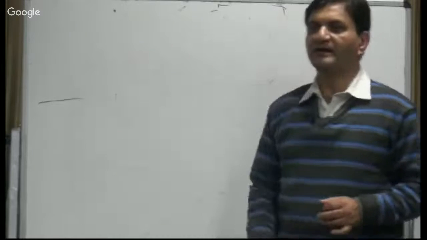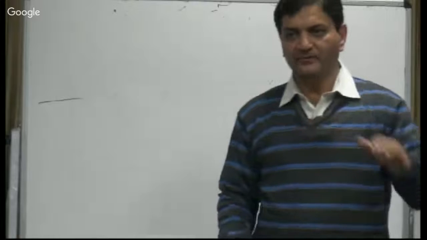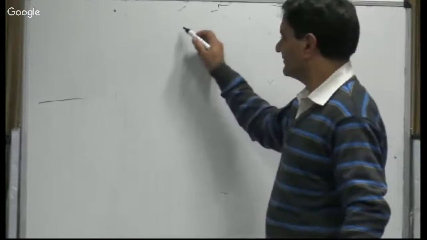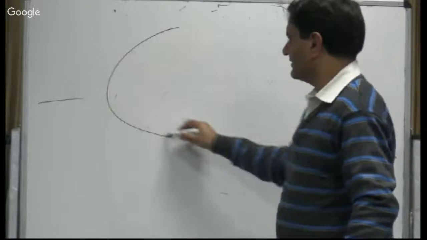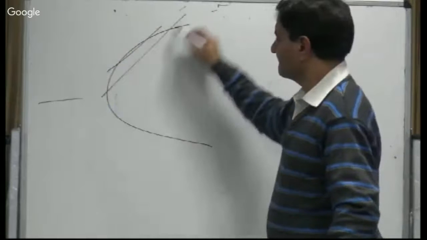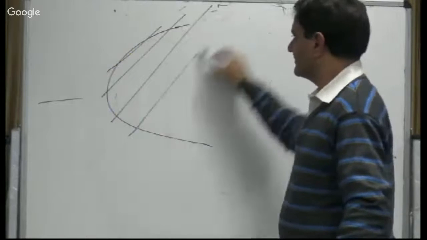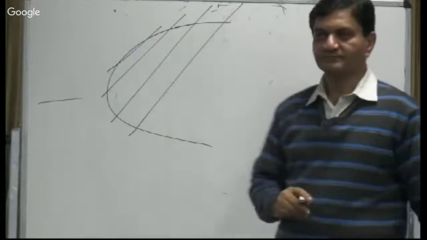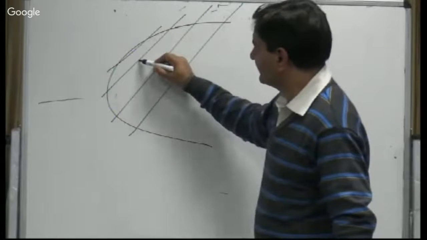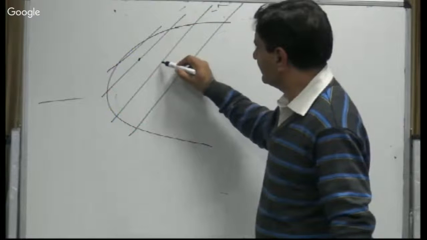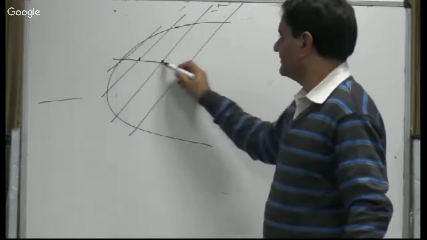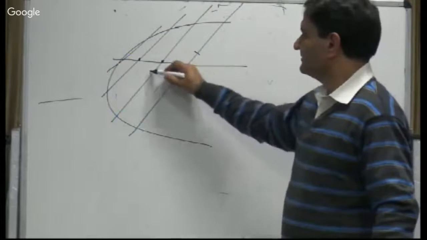You draw parallel chords. Draw any parabola and draw parallel chords. Let us say this is a parabola. These are parallel chords. You find their midpoints. Midpoint of this, and join them. This line is known as diameter.